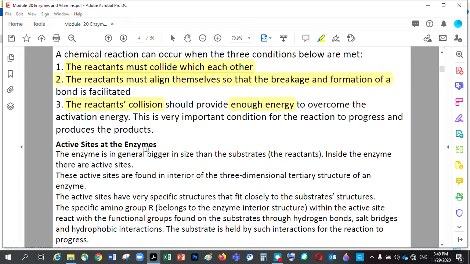Now, enzymes have active sites, and enzymes in general are bigger in size than the substrate. The substrates are the chemical compounds. We call them substrates in the human body, but in a chemical reaction we call them reactants, correct? So the substrates are in general small, and the enzymes are larger. Inside these enzymes we have active sites. The active sites are found in the interior of the three-dimensional tertiary structure of an enzyme. This is very important.